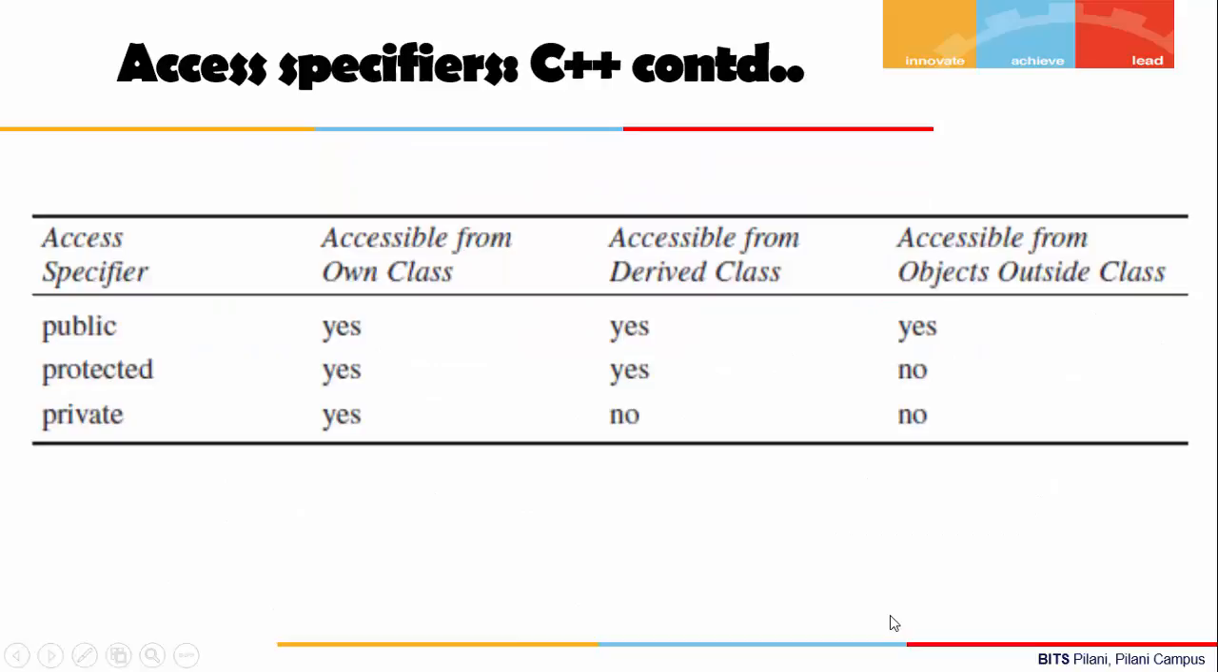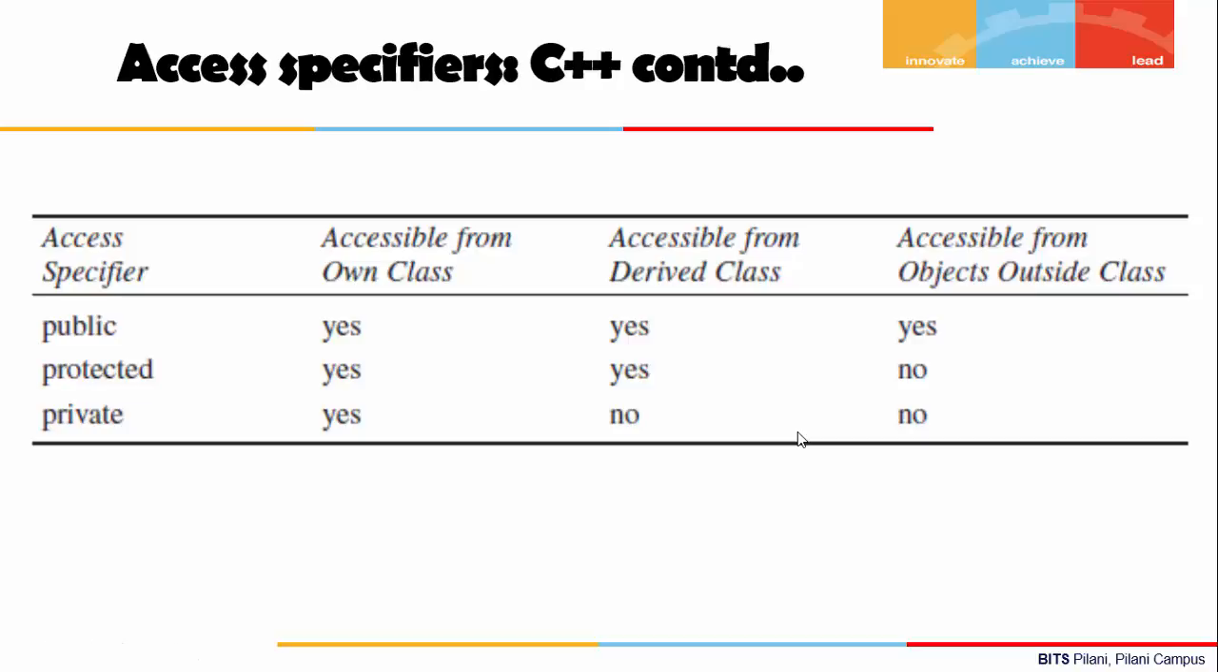This table summarizes the access specifiers in C++. So if you have access specifier public, it is accessible from own class, accessible from derived class, and accessible from objects outside class. But when we have access specifier protected, it is accessible from own class and derived class, but not from objects outside the class. That is protected. Private means it's accessible only from own class. It is not accessible to derived class and not accessible to objects outside the class. So it gives one more layer of security.